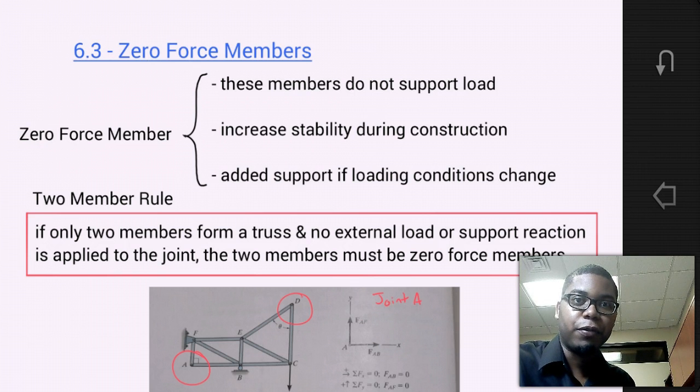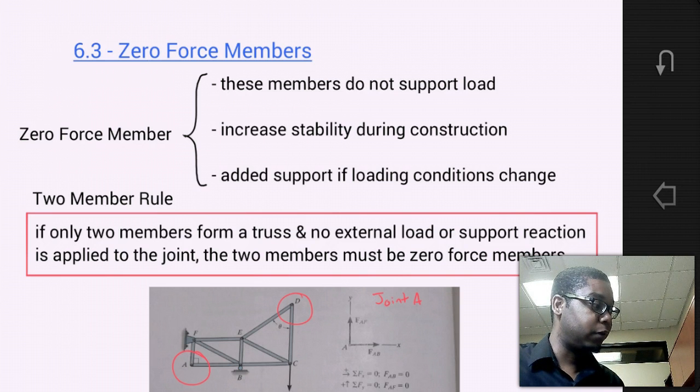In the previous video, we went over 6.1 and 6.2, and we learned about the basics of structural analysis. We learned about simple trusses, complex trusses, as well as how to use the method of joints in order to determine the internal forces in the members of a truss. Today we're going to learn about, in section 6.3, zero force members, and in section 6.4 we're going to learn the method of sections, which is a fairly useful method in order to learn the internal forces within a truss system.